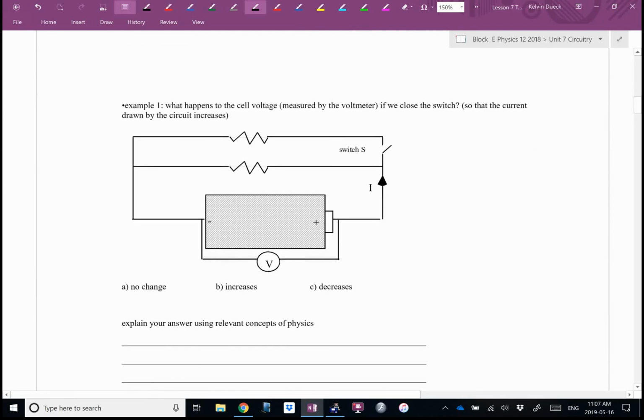Example 1. What happens to the cell voltage as measured by the voltmeter if we close the switch? What happens to the cell voltage? And look how we're measuring it. This is the terminal voltage because it includes the bump. Let's remind ourselves that there is a little internal resistance. You can draw it in right there, little r, as we close the switch. Well, open, closed.